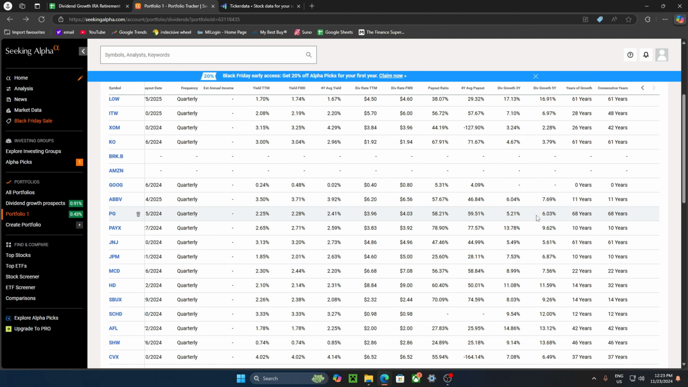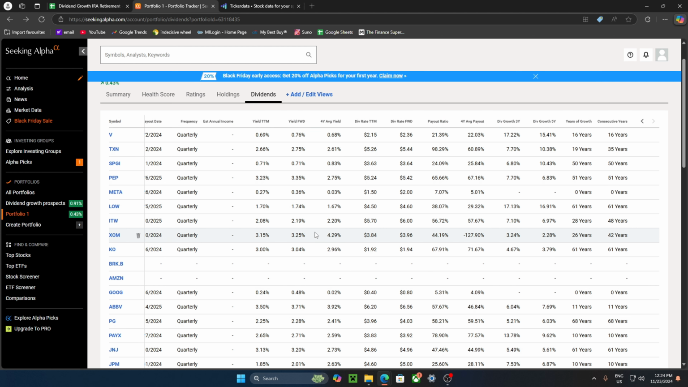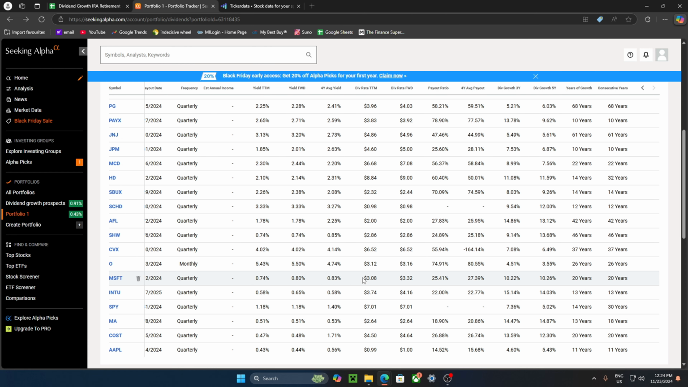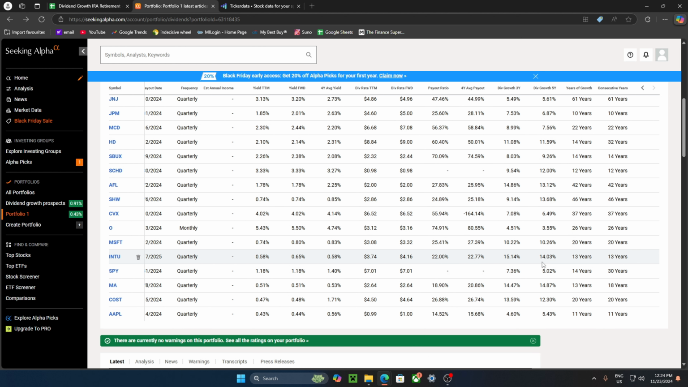For me personally, Procter and Gamble's another awesome company. 6% is not the greatest growth rate for Procter and Gamble, but they have a huge dividend payout yield. Their dividend yield is pretty nice. Microsoft's another awesome growth. Intuit, great growth. MasterCard, Costco, these are all amazing growth rates, I think, in my opinion.